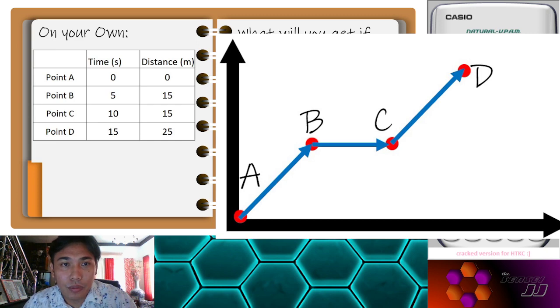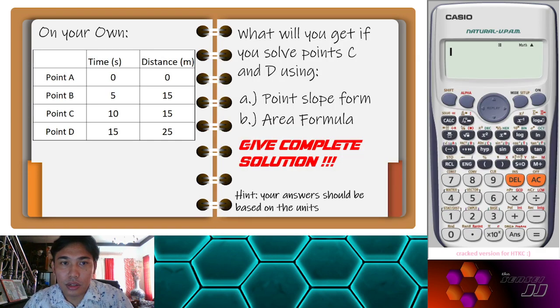We have point A at 0, 0, point B at 5, 15, a distance of 15 and a time of 5. And we have the same distance, which is 15, for C at 10 seconds. And lastly, we have 15 seconds and a point of 25 meters. This is how you are going to plot this one, guys. If you plot that, maybe you will already know the answer.